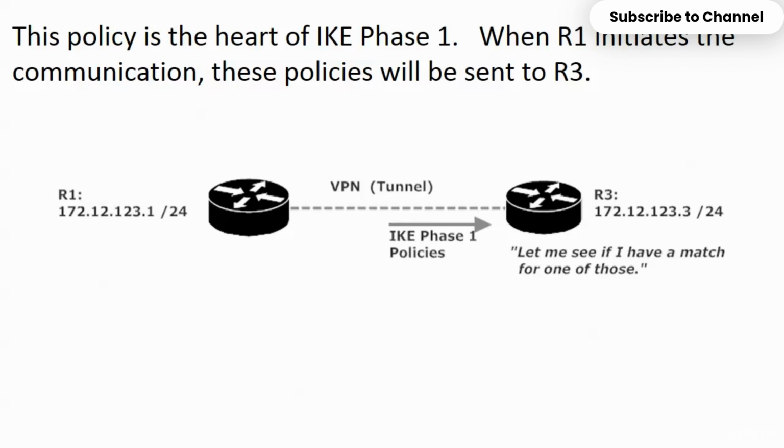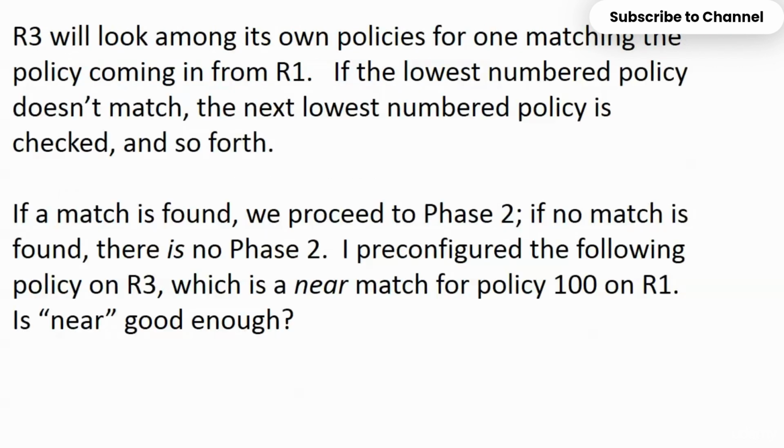And you can see Router 3 saying to itself, let me see if I have a match for one of those. So what happens then is that Router 3 looks among its own policies for one matching the policy coming in from R1. Now, the lowest numbered policy will be checked first. That's where the numbers come in. If that lowest numbered policy doesn't match, the next lowest numbered policy is checked, and so forth. Now, if a match is found, we proceed to Phase 2. If no match is found, there is no IKE Phase 2.